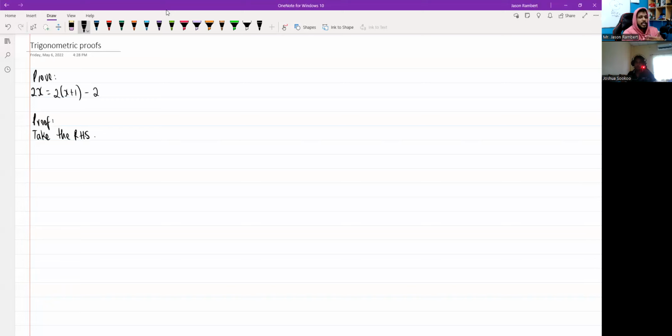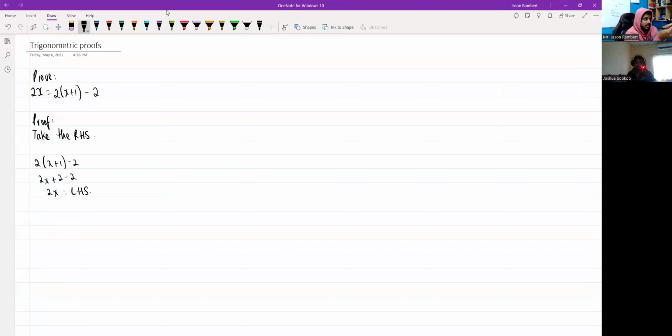RHS is right-hand side, LHS is left-hand side. So I take the right-hand side and I say, well, 2 into x plus 1 minus 2, that's the same thing as 2x plus 2 minus 2, which is 2x, which is equal to the left-hand side, which is what we want. So I took the right and I proved it equal to the left. These are the basic steps we need to take in proving something.